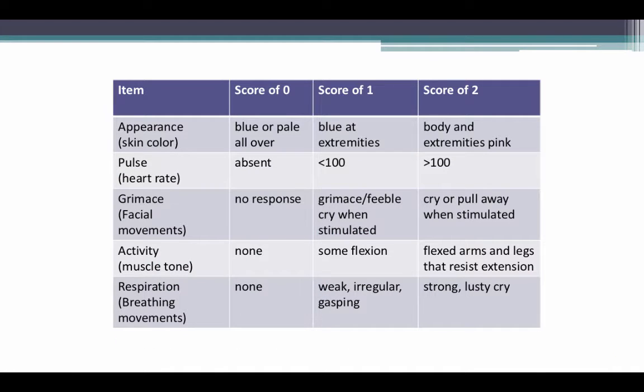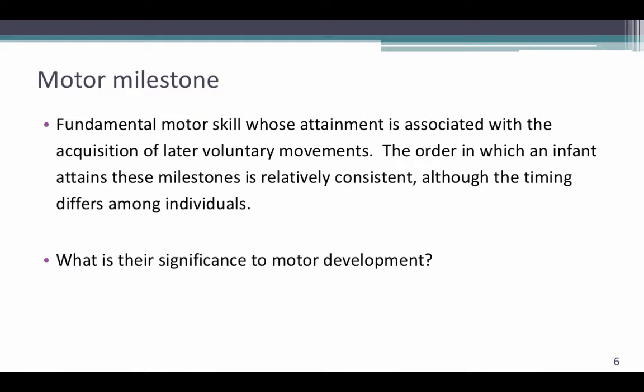So like mentioned in the video, we're looking at appearance, pulse, facial movements, muscle tone, and breathing movements. And you see here how it is scored. So after the first minutes of life, motor milestones are used to assess motor development rather than just an APGAR score or a simple test like that.